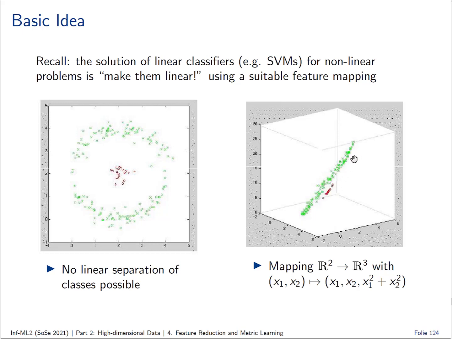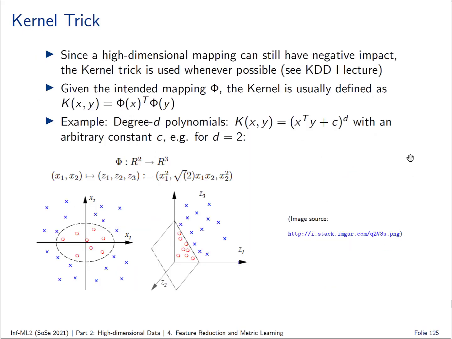You transfer a non-linearly solvable problem into a linearly solvable problem. That's the idea of support vector machines, and that's the idea of kernels, first of all. Because you don't want to make this mapping explicit, but you want to somehow describe that mapping by a so-called kernel function. So that is the next point, and that is the kernel trick.